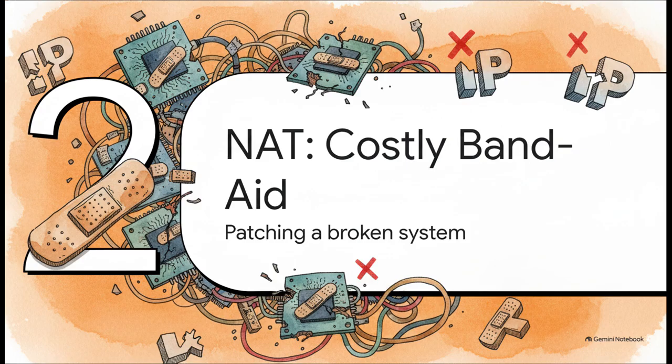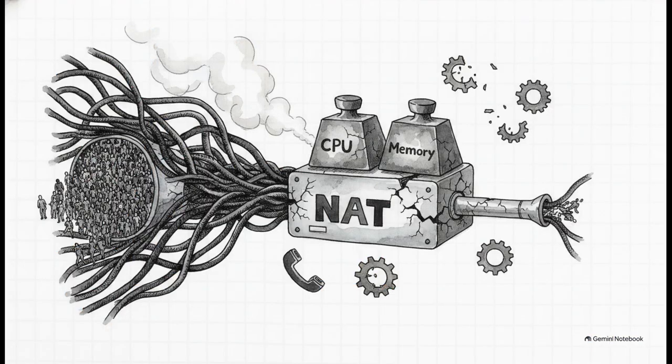Section 2. NAT, the costly band-aid. Enter Network Address Translation, or NAT. You know the drill. It magically makes an entire office of 500 people look like a single host to the outside internet. But let's be real for a second. NAT is not a solution. It's a massive, severe technical debt.